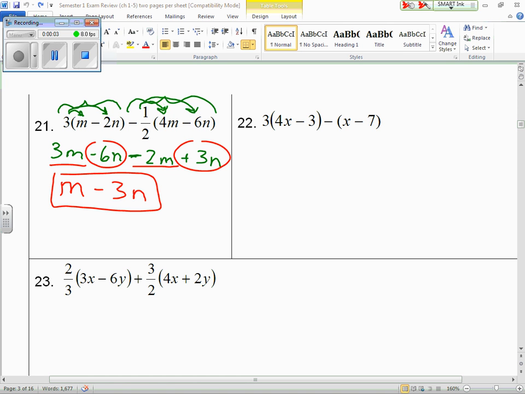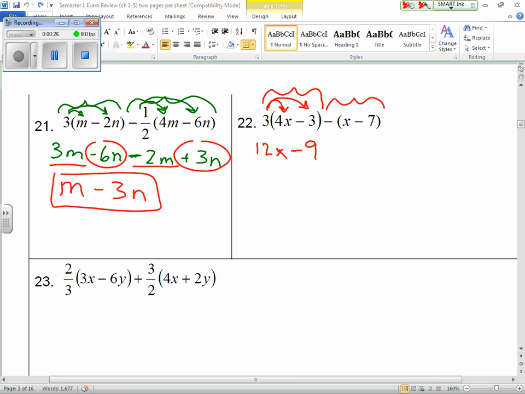Okay, this is page 3 of the review. We've done number 21. Let's go to number 22. Again, we need to work this half separately from this half, and then we'll combine our like terms. So 3 times 4x will be 12x. 3 times negative 3 will be negative 9.